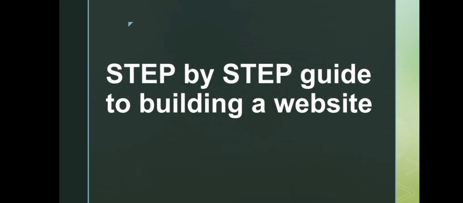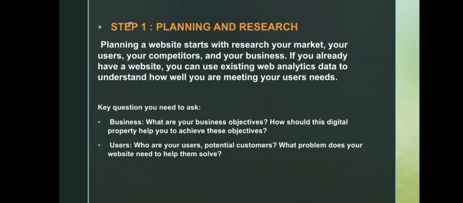Next is step-by-step guide to build a website. First is planning and research. Planning a website starts with researching your market, your user, your competitors, and your business. If you already have a website, you can use existing web analytics data to understand how well you are meeting your users' needs. Key questions you need to ask: what are your business objectives? How should this digital property help you to achieve these objectives? Who are your users, potential customers? What problem does your website need to help them to solve?